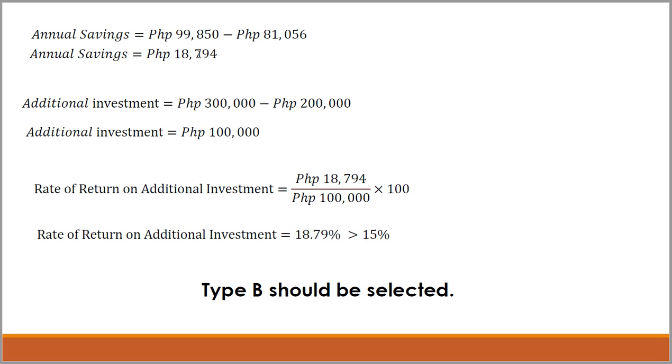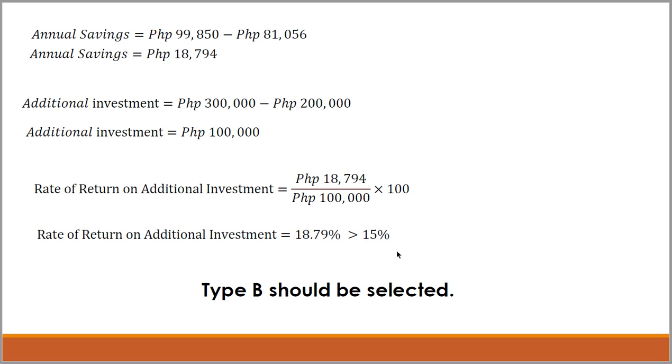So we just compute the ratio of this, multiply it by 100. So 18,794 divided by 100,000 times 100, that's 18.79%. That is greater than 15%, which is the MARR set by the company.